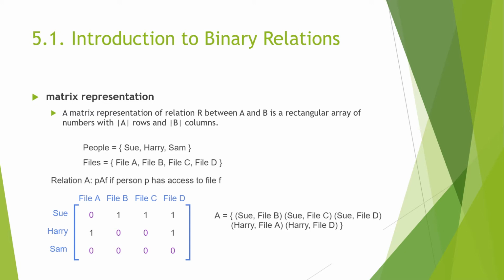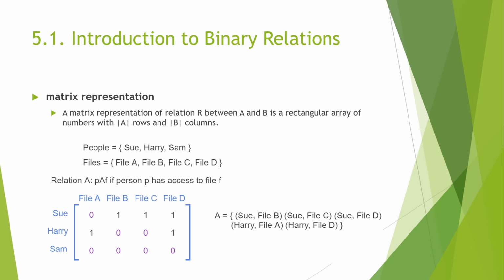So in this case, when we have 3 elements in the domain and 4 elements in the target, we can represent this relation with a matrix of 3 by 4 size. So we have 3 rows, 1 for Sue, 1 for Harry, 1 for Sam, and 4 columns, 1 for file A, 1 for file B, 1 for file C, 1 for file D. As you see, every row and every column has a label based on the elements of the domain and target.